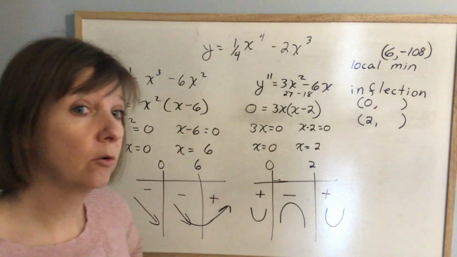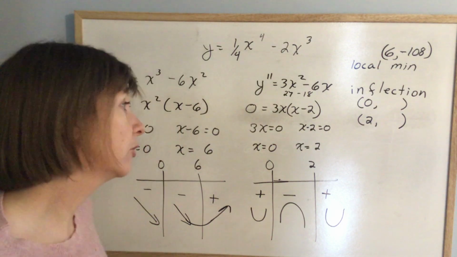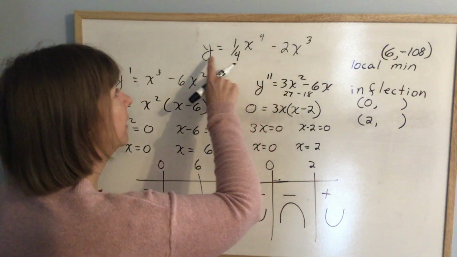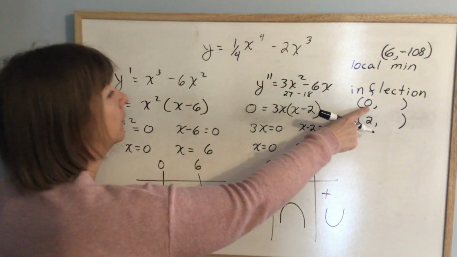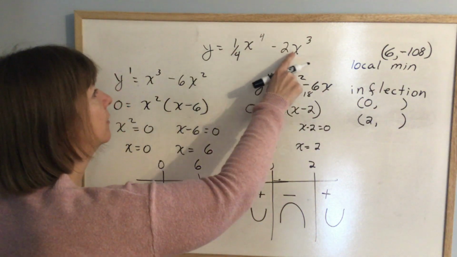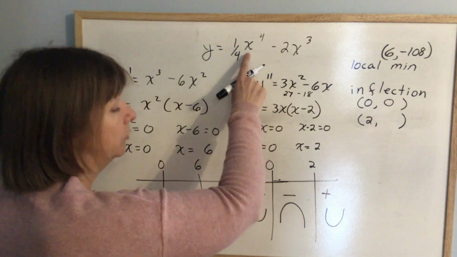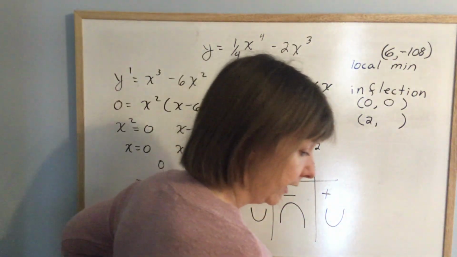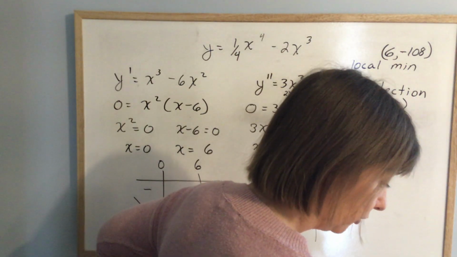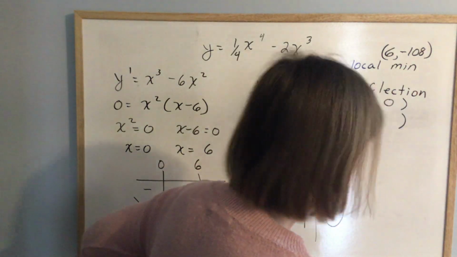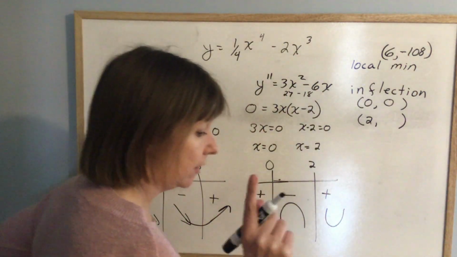So I need y values for those. I need to know where I would put that on the graph. So I'm going to go back to here where y is equal to this. I'm going to put 0 in. If I put 0 in here, I get an answer of 0. And if I put 2 in here, I get an answer of, oh wait, apparently I made a mistake.